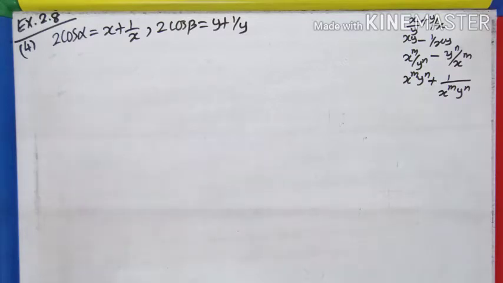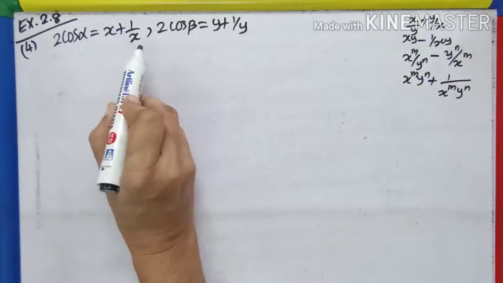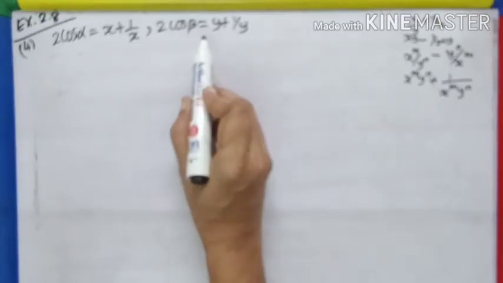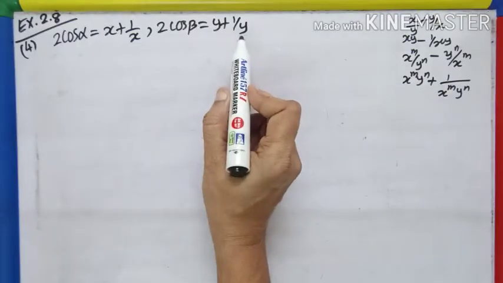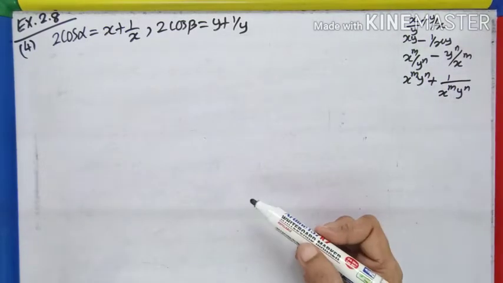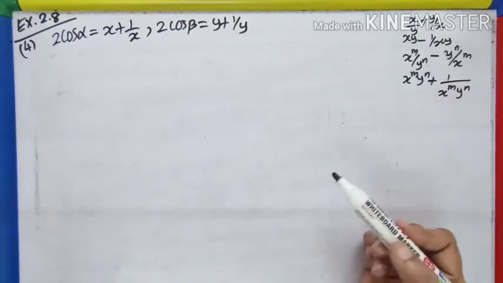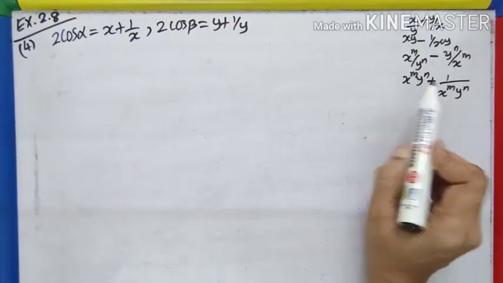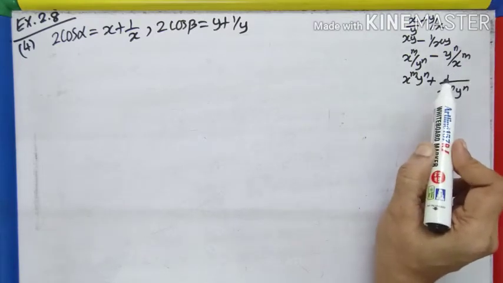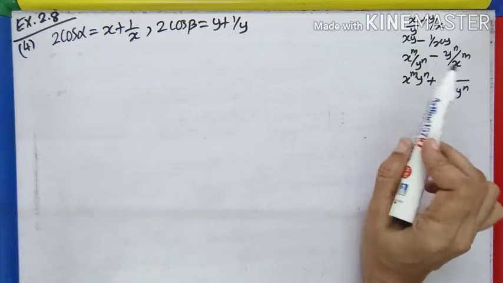Exercise 2.8, question number 4. So the problem given is 2 cos alpha equals x plus 1 by x, 2 cos beta equals y plus 1 by y. I want to find out 4 different answers: x by y, y by x, xy minus 1 by xy, x power m, y power n. So all these things can be achieved easily provided I write x and y using polar form.